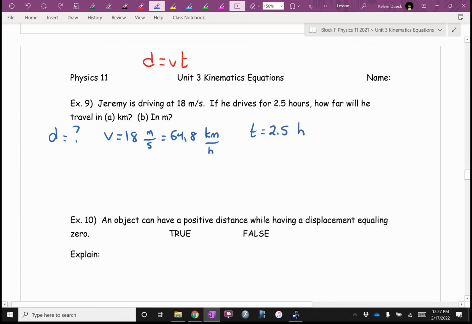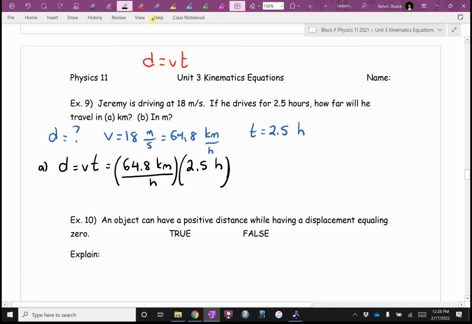Okay. This will work just fine, I think. It wants me to find distance. I'm going to use my distance equation, D equals VT. Normally, I don't put the units in my work, but I'm going to this time, Jada, just so you can see how this all fits together. The speed is 64.8 kilometers per hour, and the time is 2.5 hours.